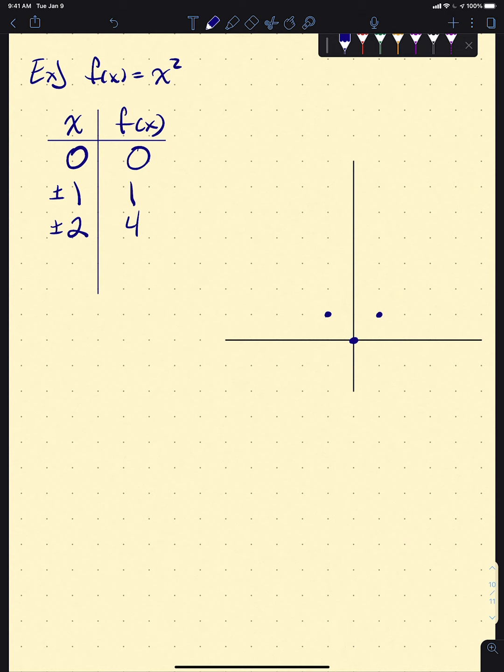So if we go over 2, we should go up 1, 2, 3, 4. And for good measure, if we're doing plus or minus 3, then we would go up 9. So that's 4, and we'll count up 5, 6, 7, 8, 9, and so our point should be right there, and it should be mirrored over there. And now, as I said, we connect these with a nice smooth line.